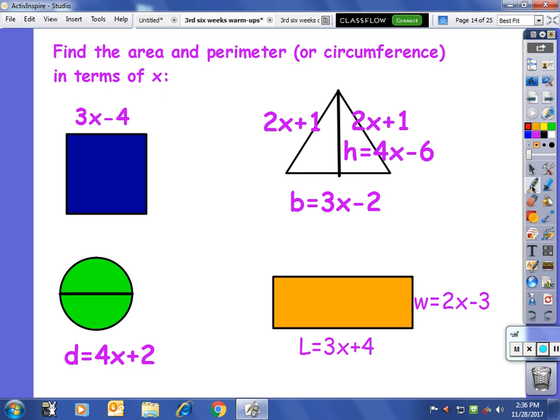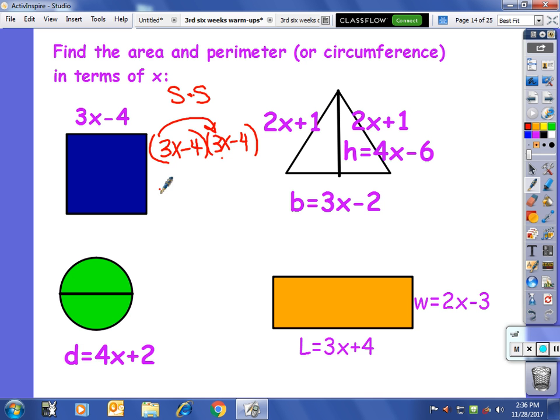To find area of a square, it's side times side. Now our dimension, our side, is a binomial. The only way I can multiply 3x minus 4 times itself is to use that FOIL method. You really cannot do this in your head. So you've got to write out the two parentheses next to each other and then use the FOIL method.